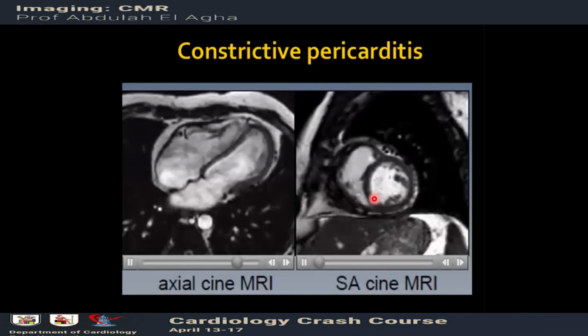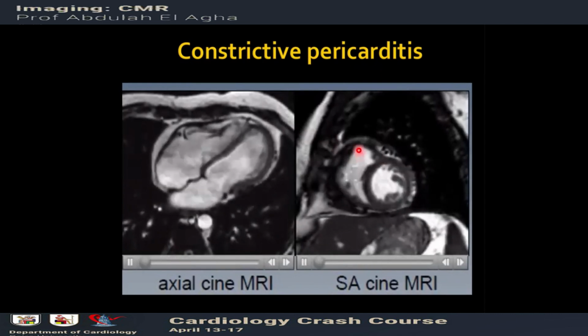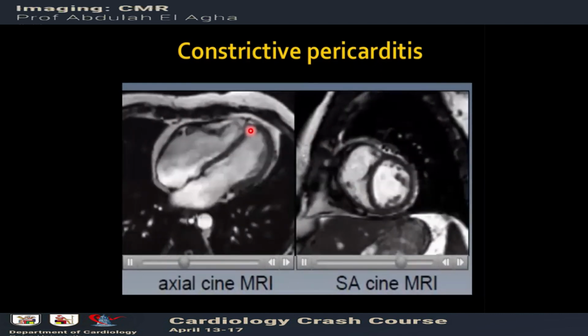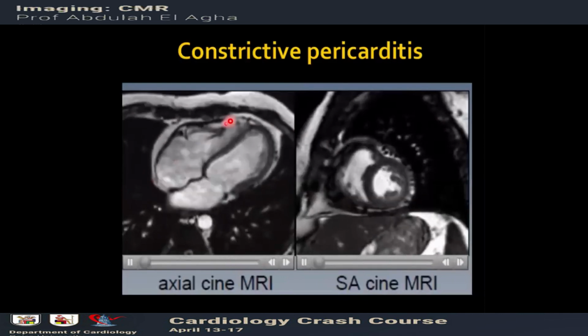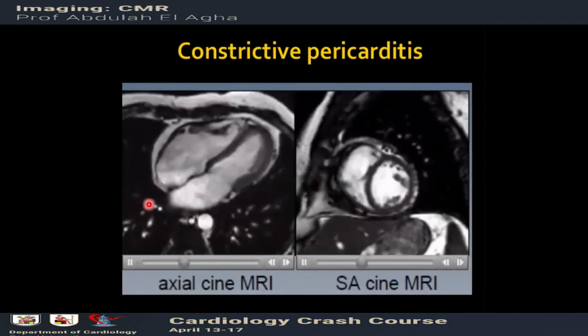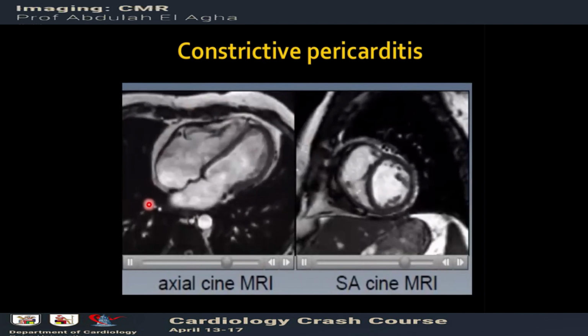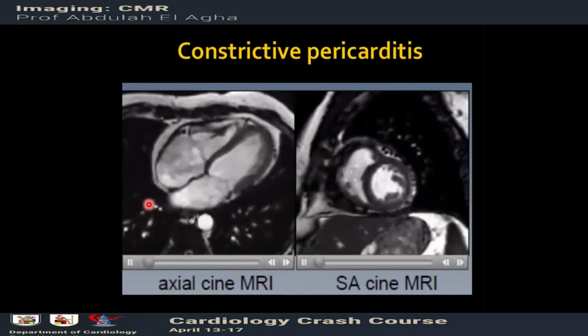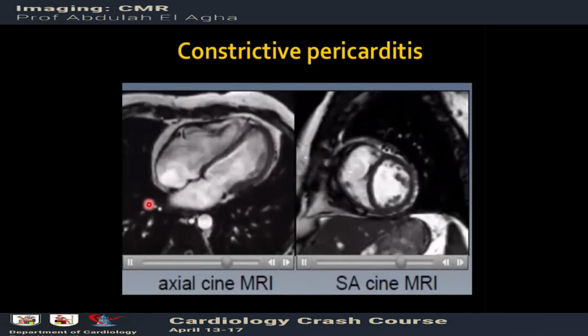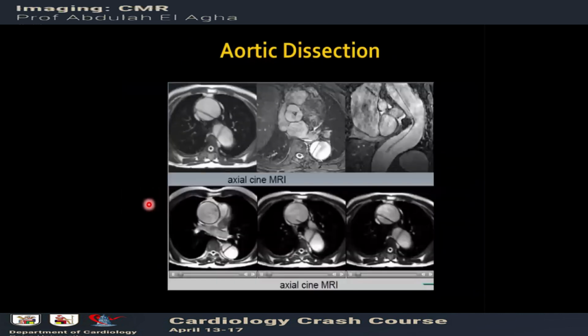Classic indication, as we said, is to differentiate constrictive pericarditis versus restrictive cardiomyopathy. And as you see here, the pericardium is thickened, there's a septal bounce, there's a ventricular interdependence. All of these signs make it easily diagnosed by cardiac MRI that this is a constrictive pericarditis, not a restrictive cardiomyopathy.